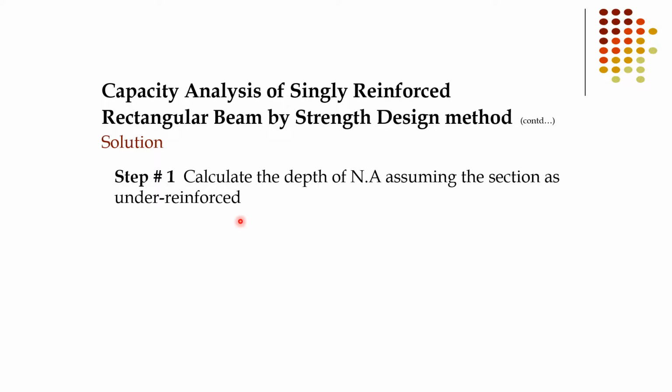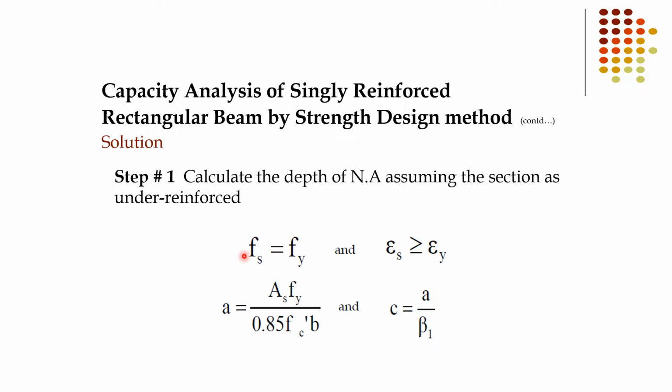So these are the basic steps for the capacity analysis. Okay, first step, calculate the depth of neutral axis assuming this section as under reinforced. When we are going to design any beam, we don't know whether it's an under reinforced beam or an over reinforced beam. So before starting the analysis, we assume that the current section is under reinforced, meaning steel will yield and its strain will be equal to or greater than yield strain.